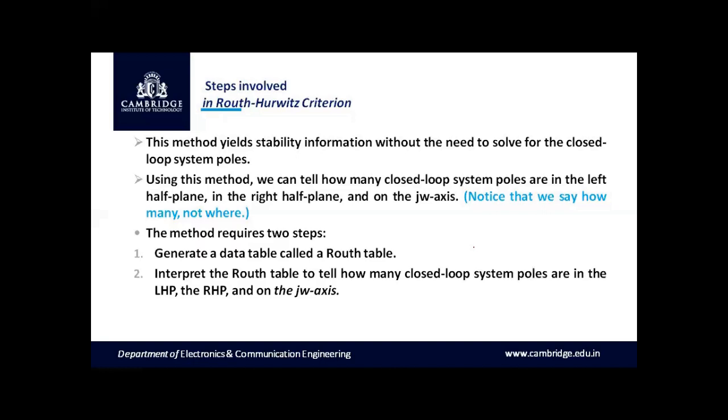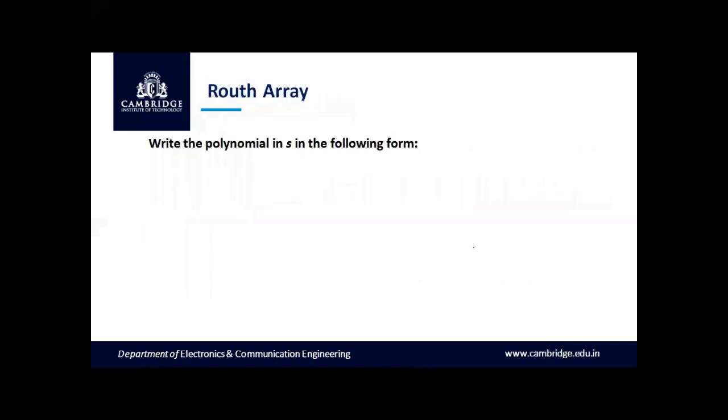This method requires two steps. The first step is to generate a table called the Routh table or Routh array. The second step is to interpret the Routh array or the Routh table to tell how many closed-loop system poles are in the left half plane, the right half plane, and on the j omega axis. Let us generate the Routh array first.